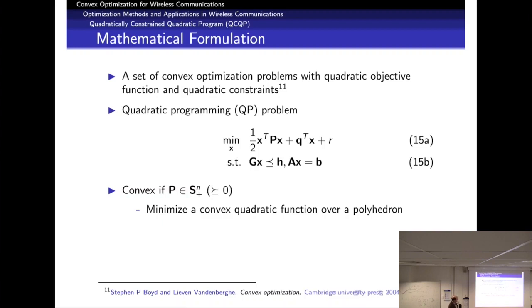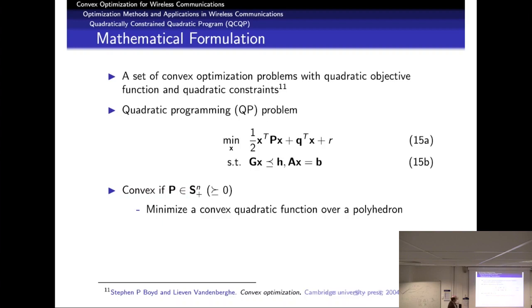And remember, this problem will be convex if the Hessian of that objective function is convex, and to be convex, your P has to be PSD, right?